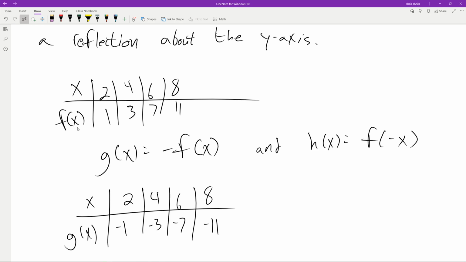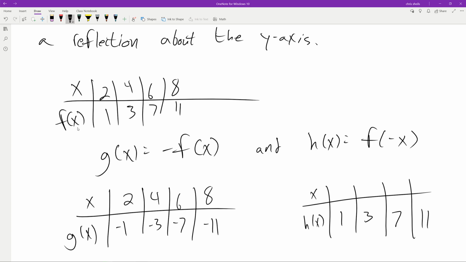For h of x, let's see. I'm going to have all of the same output values. I'm going to have, this is h of x, 1, 3, 7, 11. These are positive this time. But my input values are going to be opposite in sign of the input values that I had for f of x. So these are going to be negative 2, negative 4, negative 6, and negative 8.